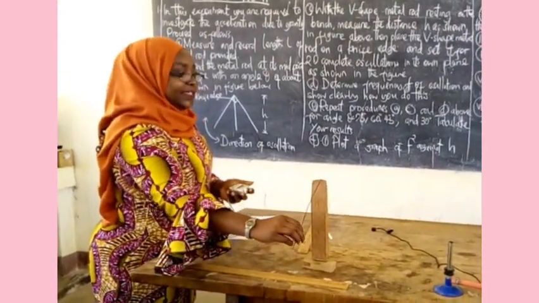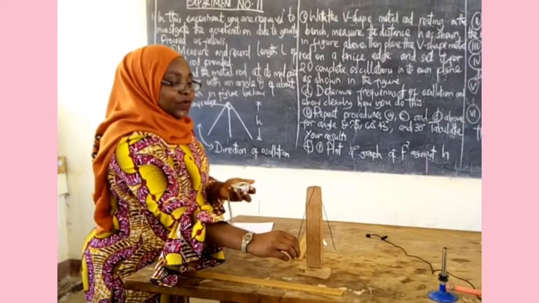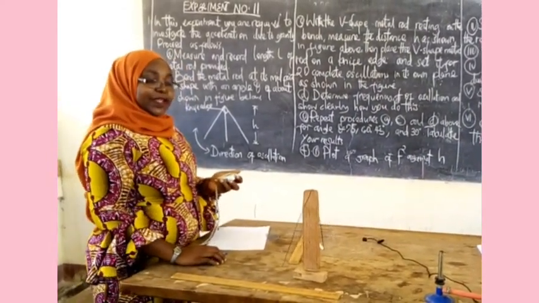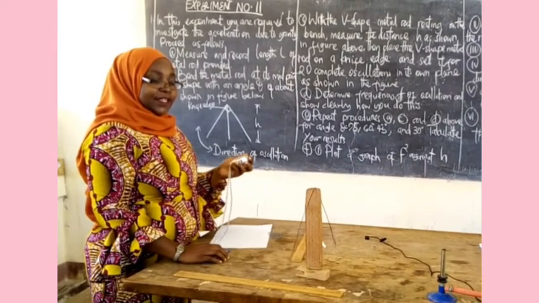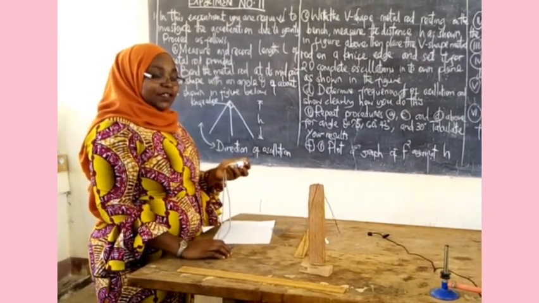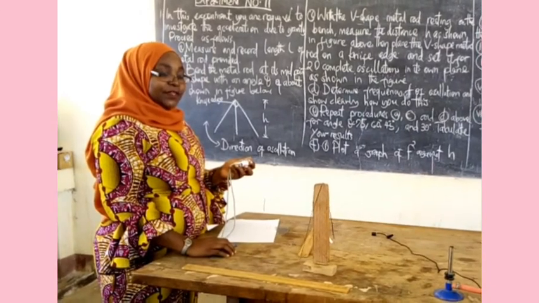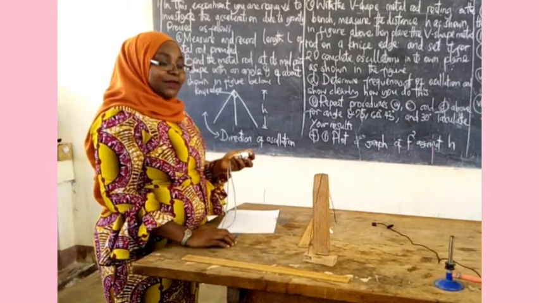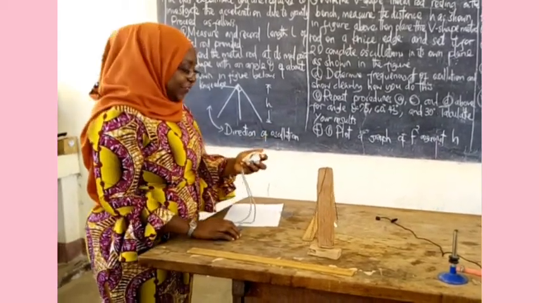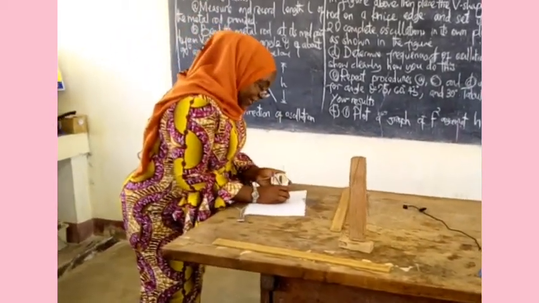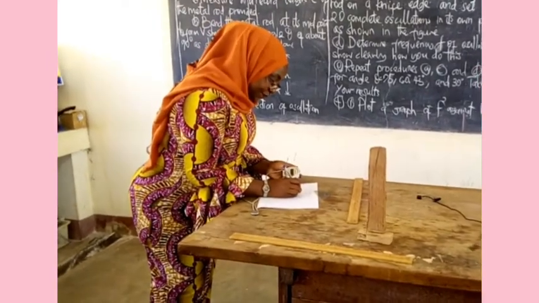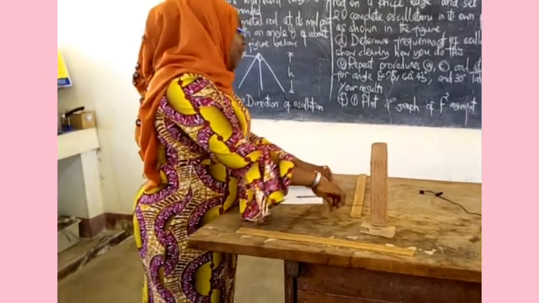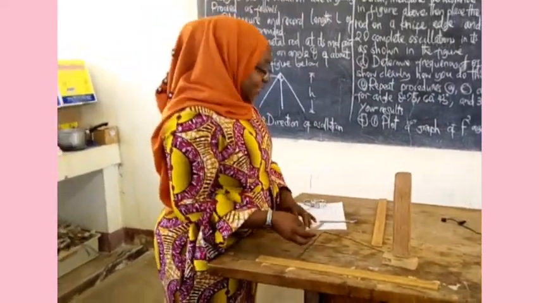So displace at a certain angle, then release. 1 2 3 start. 1 2 3 4 5 6 7 8 9 10 11 12 13 14 15 16 17 18 19 20. Again, I have a time for 20 oscillations. Baada ya hapo tumeambiwa tupime tena angle yetu to be 60 degrees.